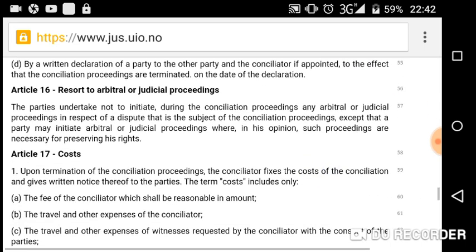So that's it. Then Article 16, resort to arbitral or judicial proceedings. The parties undertake not to initiate, during the conciliation proceedings, any arbitral or judicial proceedings in respect of a dispute that is the subject of the conciliation proceedings, except that a party may initiate such proceedings where, in his opinion, they are necessary for preserving his rights.